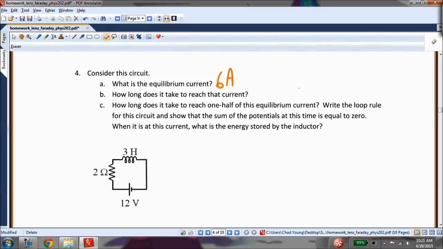And when it acts like a piece of wire, well, it's just a very simple circuit, 12 volts, 2 ohms, I equals V over R, or 6 amps. Now I want to know how long does it take to reach that current. Well, let's look at B.